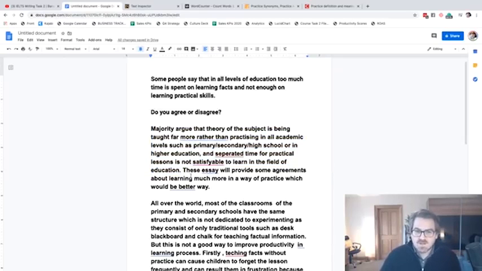So, moving on. This essay will provide some agreements about learning much more in a way of practice which would be better way. So, there's no position here. There is no clear position. There's no clear agree or disagree. So in order to improve this, I would say pick one side, either you agree or you disagree. Think of two reasons, two main ideas to support that. If you agree, think of two reasons why you agree. If you disagree, think of two reasons why you disagree, and just put them clearly in the introduction.